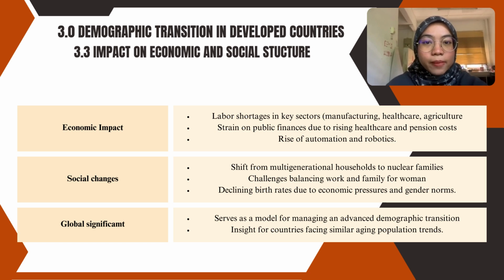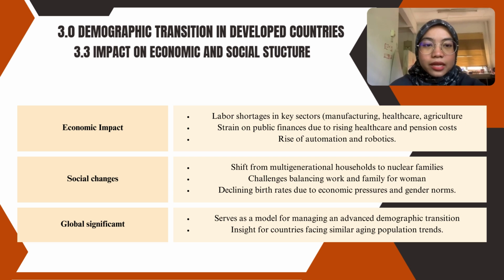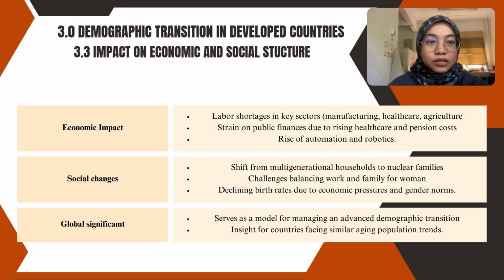For the economic impact, Japan's aging population has led to a labor shortage in key sectors such as manufacturing, healthcare, and agriculture. With fewer people in the workforce, maintaining economic productivity has become a significant challenge. To address this, Japan has heavily invested in automation and robotics, becoming a global leader in this field.